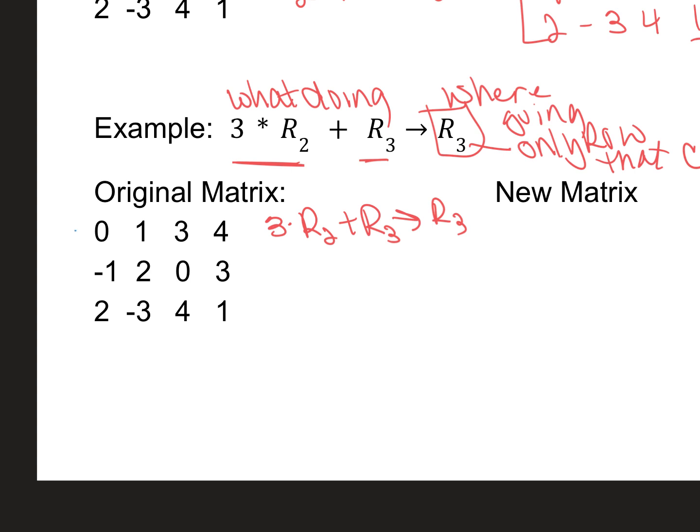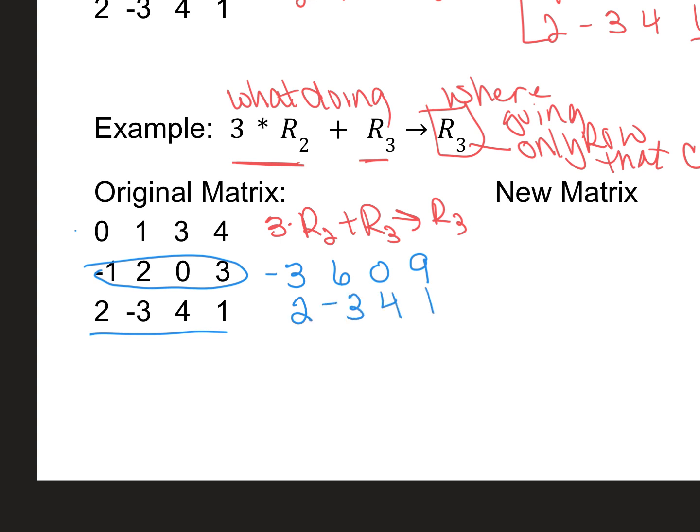I'm taking 3 times row 2. So here's my row 2. I'm taking it times 3. So that's going to be negative 3, 6, 0, 9. And I'm going to add it to row 3. This is row 3. I'm going to add it to 2, negative 3, 4, and 1. And when I add them together, it's not like adding where you carry the 1 or anything like that. Each column of your matrix is separate, it doesn't matter how big the numbers are in there. So we're going to have negative 1, 3, 4, and 10.